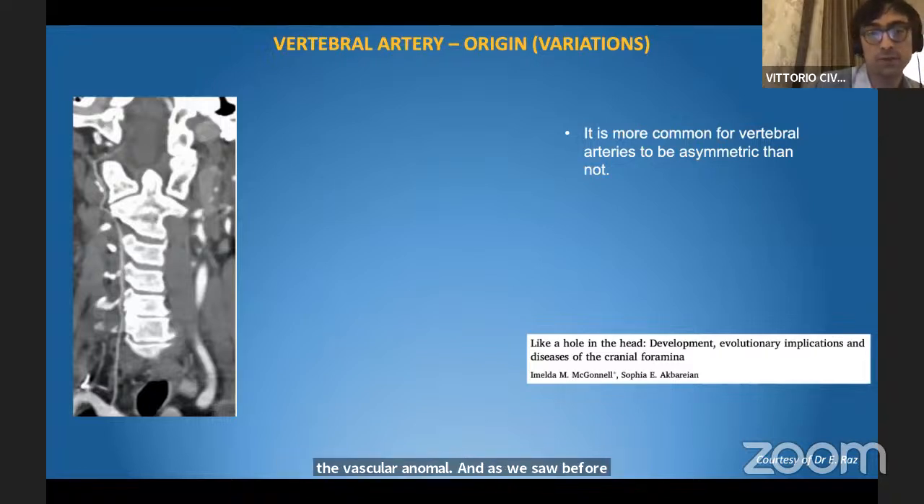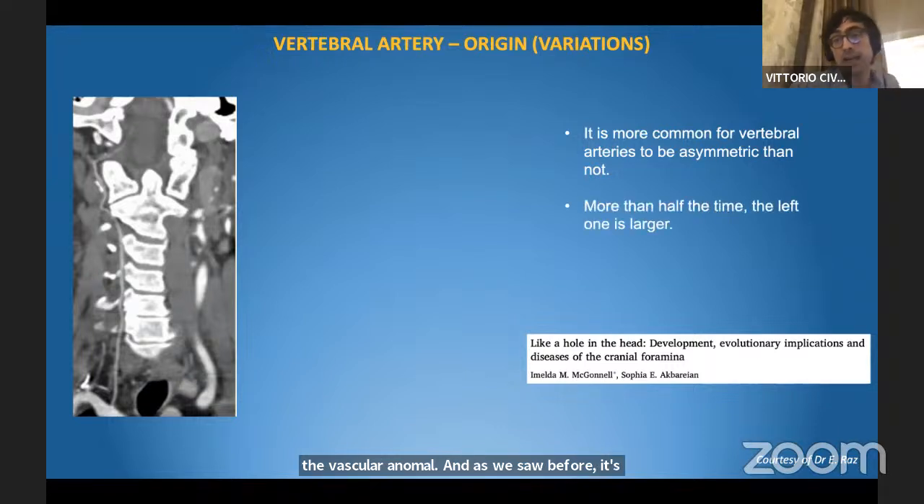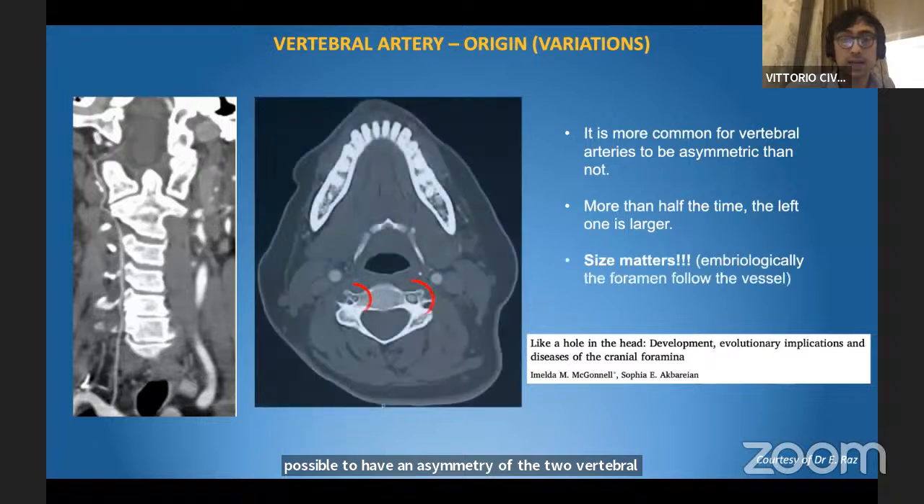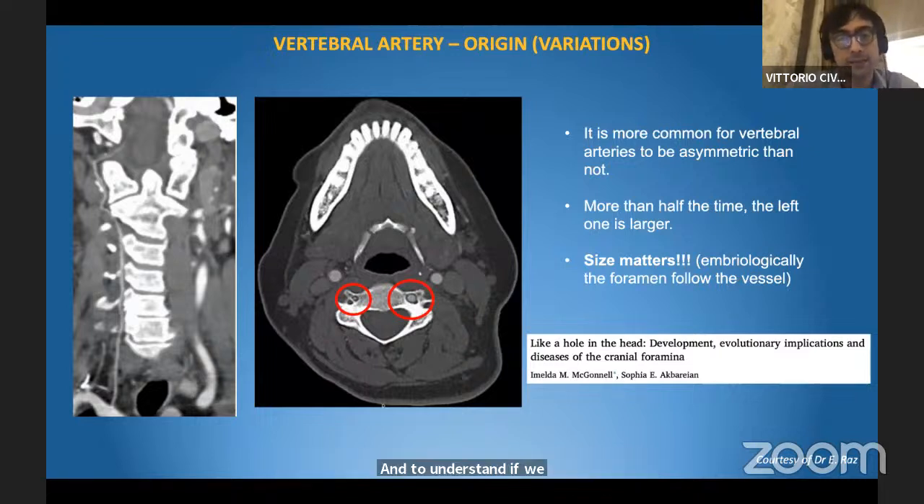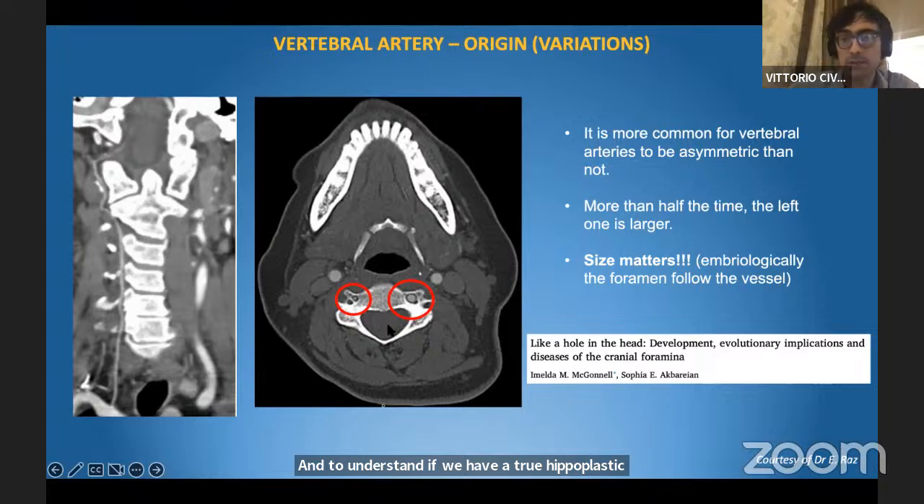it is possible to have an asymmetry of the two vertebral arteries. And more than half of the time, the left is larger. And to understand if we have a true hypoplastic vessel, it is always useful to look at the size of the foramen, because embryologically the foramen follows the vessel.